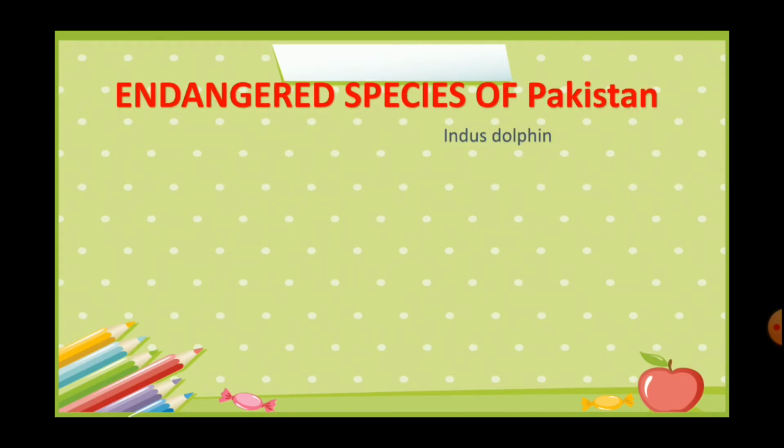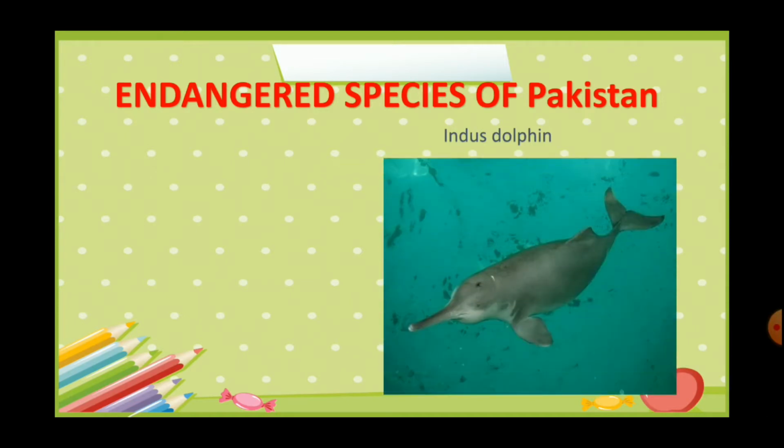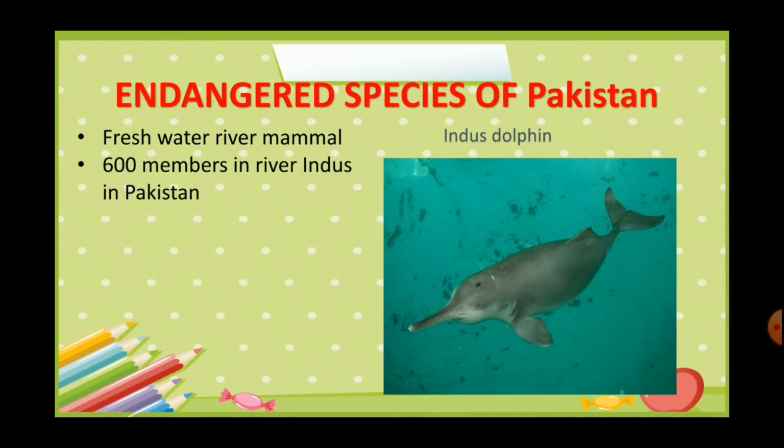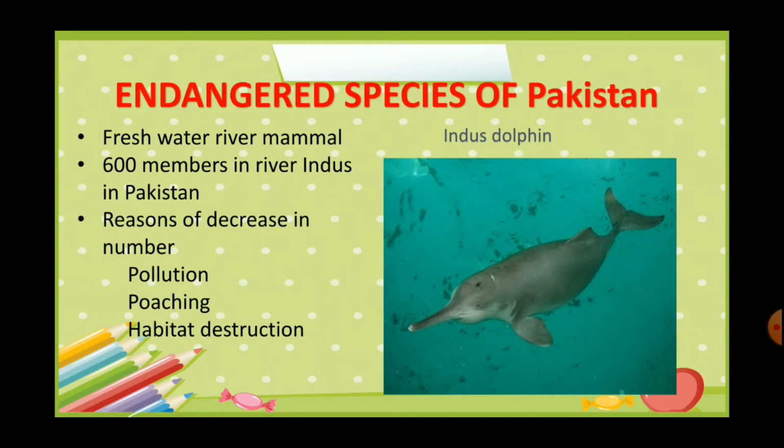Endangered species of Pakistan are the Indus dolphin. The Indus dolphin is a freshwater river mammal, and only 600 members are left in the river Indus in Pakistan. The reasons for the decrease in the number of this species are pollution, poaching and habitat destruction.